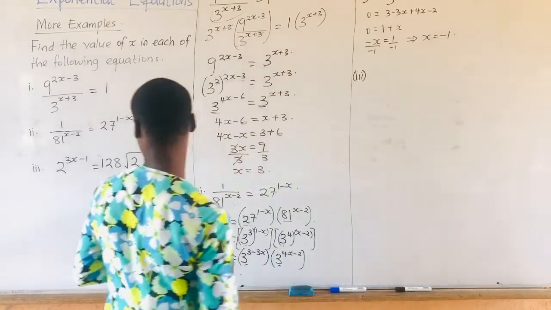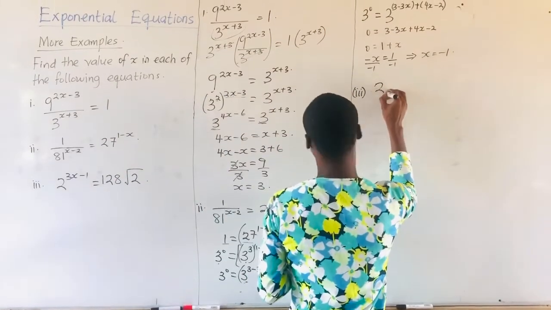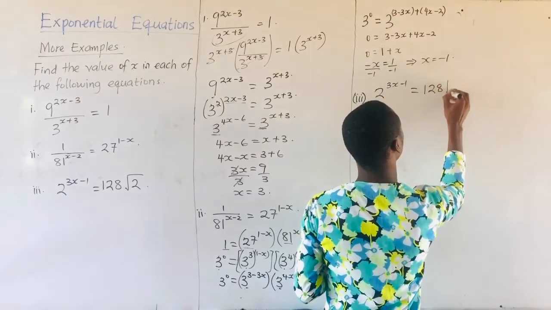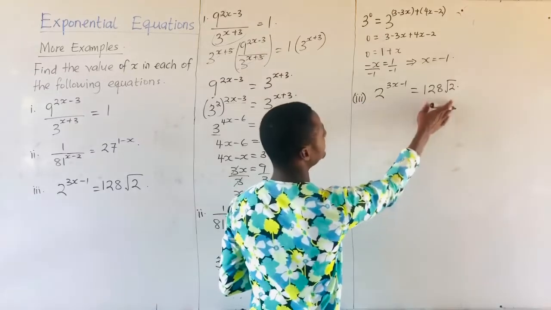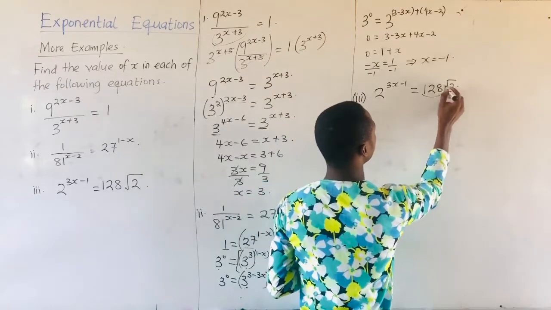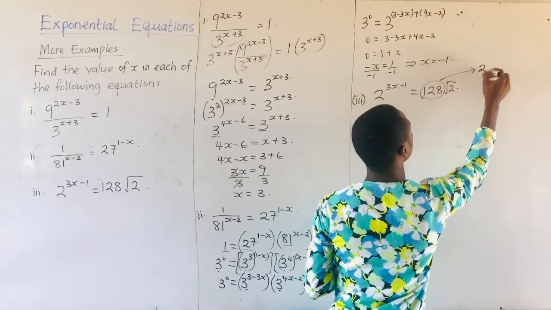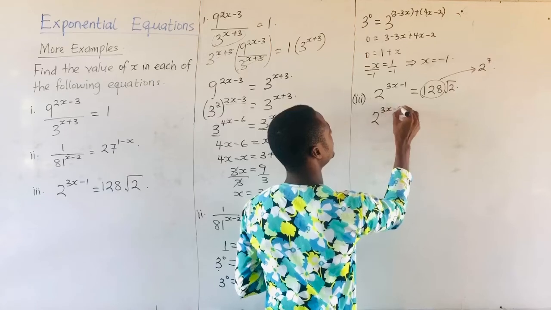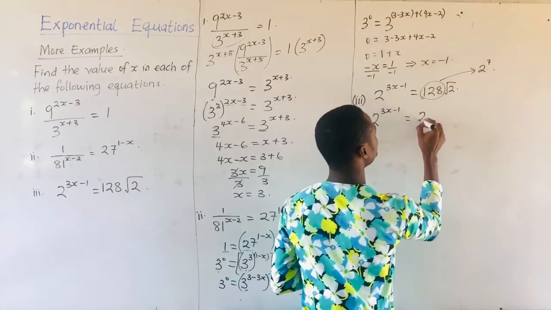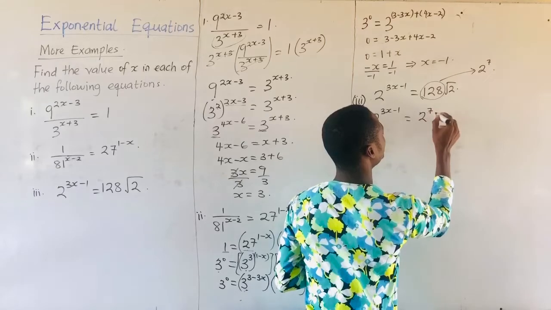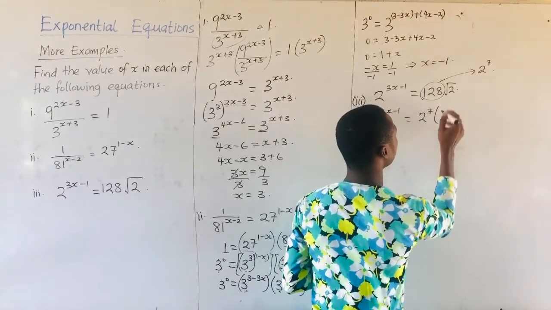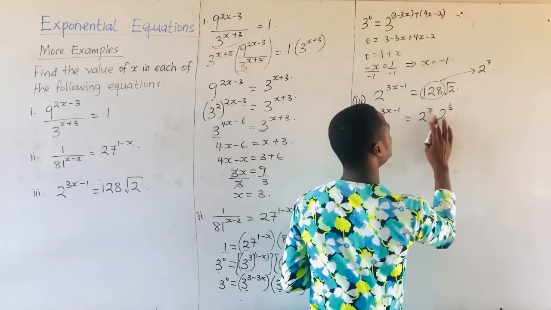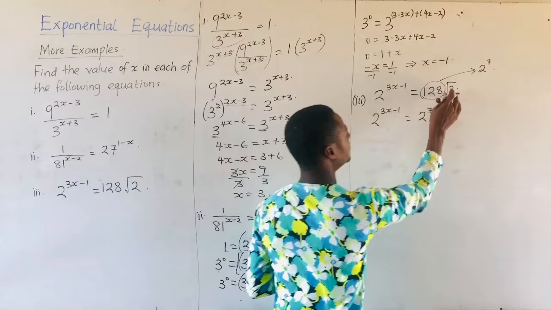Let's take our third question. How do we write these numbers in the same base? 128 can be written as 2 raised to the power 7. And so we will have 3x minus 1 is equal to 2 raised to the power 7 times 2 raised to the power, square root of 2 is 2 raised to the power half. We can put times here. We have done this one.